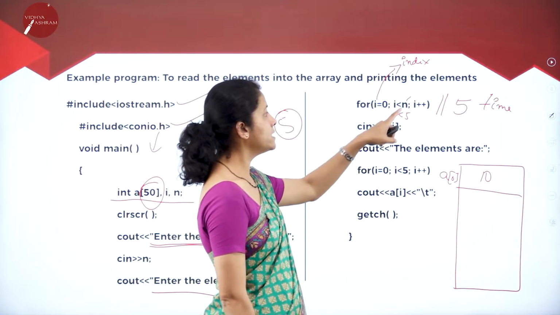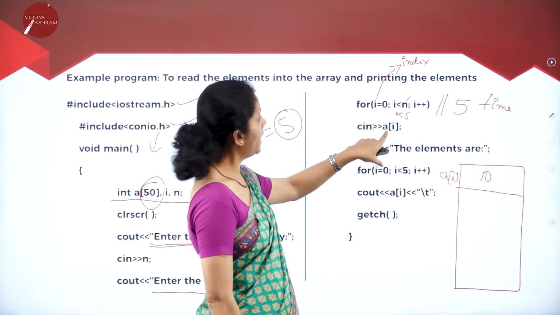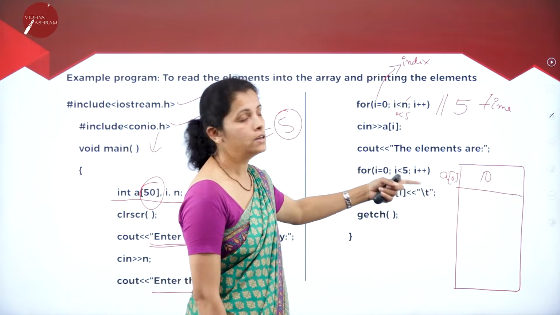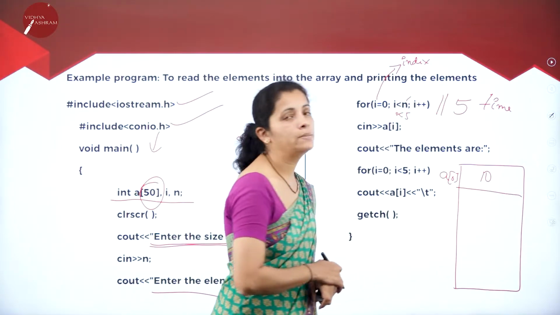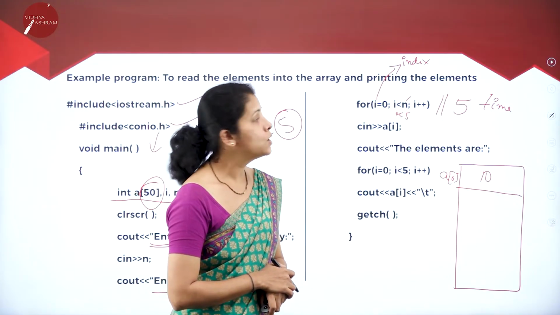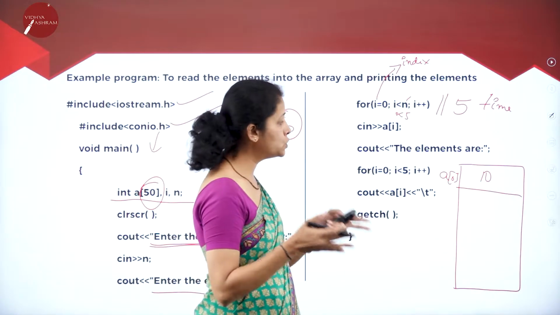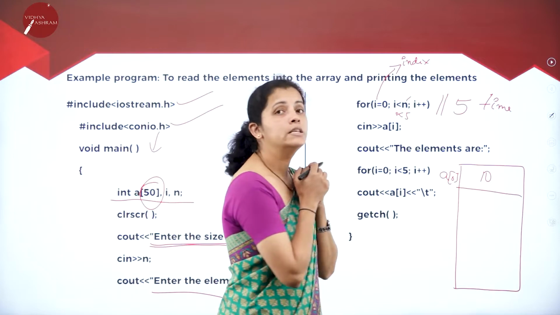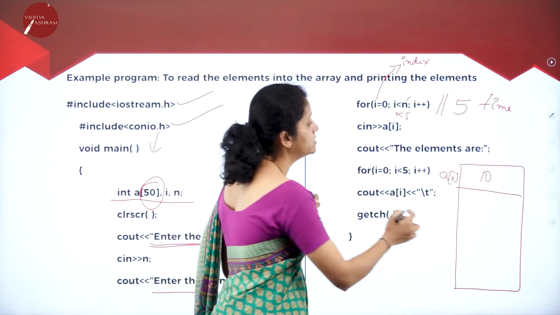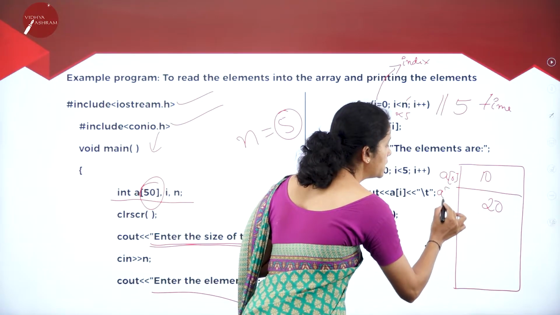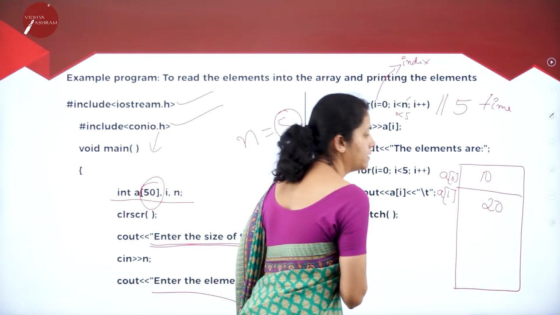Now I is incremented by 1. Why is I going to increment? Because I want to get my next index. For that reason I is going to increment by 1. I is 1. 1 less than n, that is 5. It is true. I'm going to read the second value, that is 20, and where I'm going to place it, that is at the location A of 1.